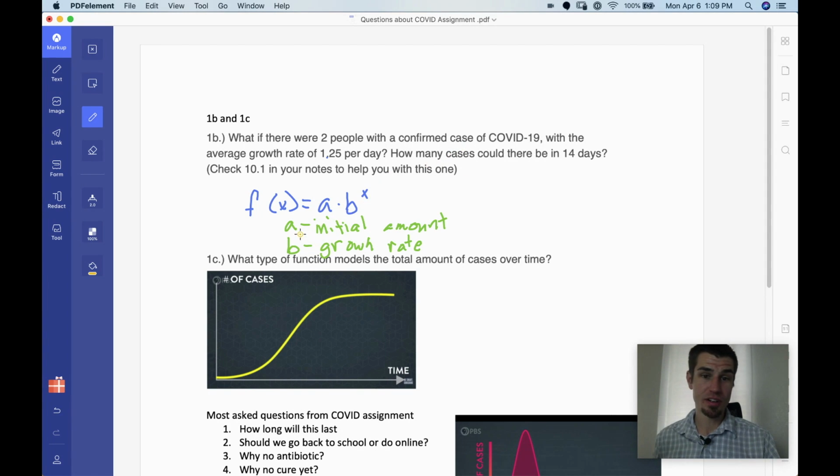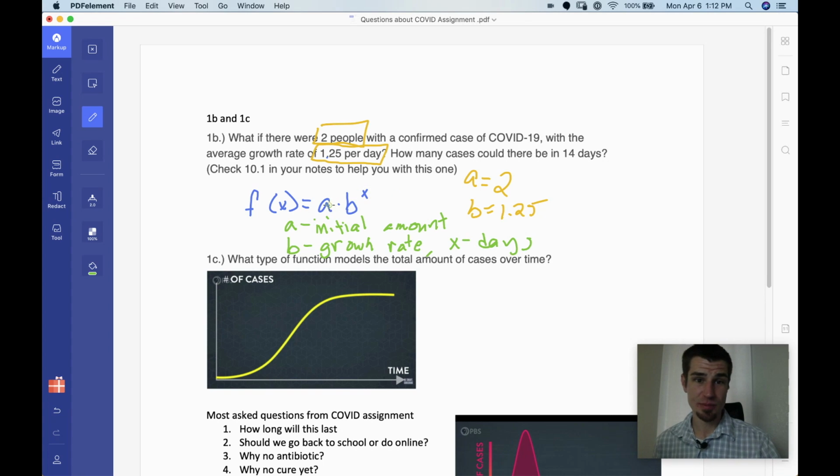So for this problem, our initial amount will be our initial amount of people who we have confirmed COVID. That's 2 people. So we can just say a is equal to 2, and our b is 1.25. I didn't make y'all do any sort of crazy determining what that number is. I just wanted to make it a little easier for us here. Our x in this case is days. x is usually time for an exponential function. We're asking how many cases will there be in 14 days? So our x is 14.